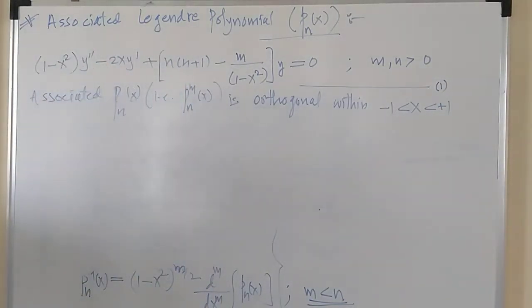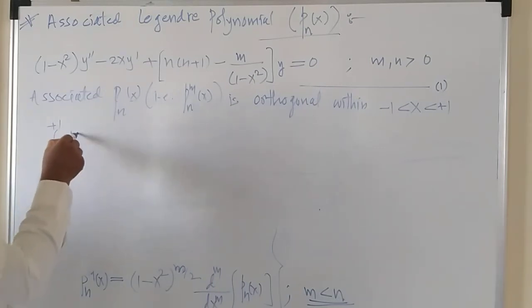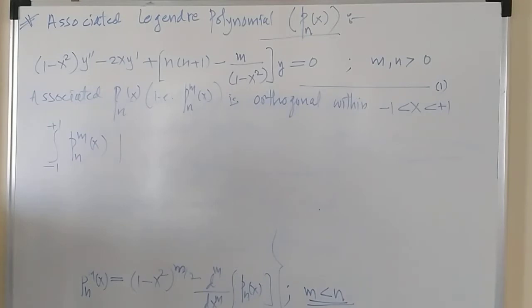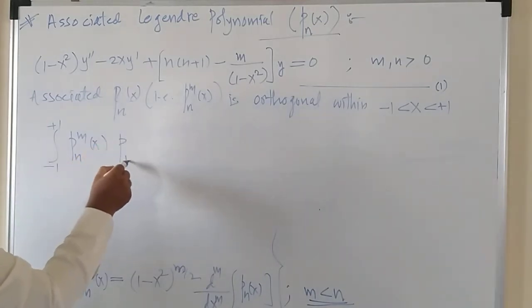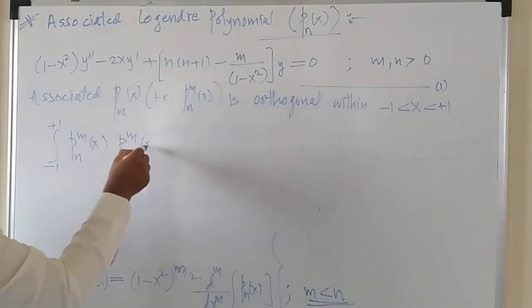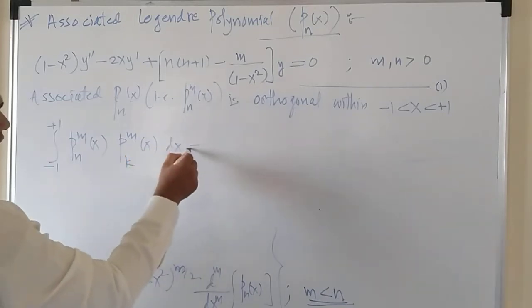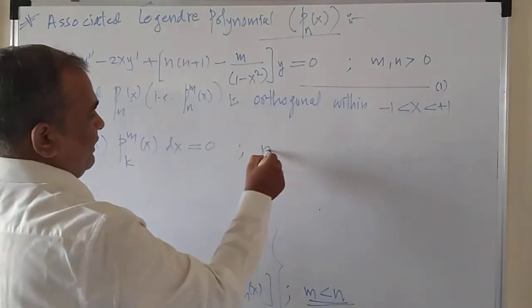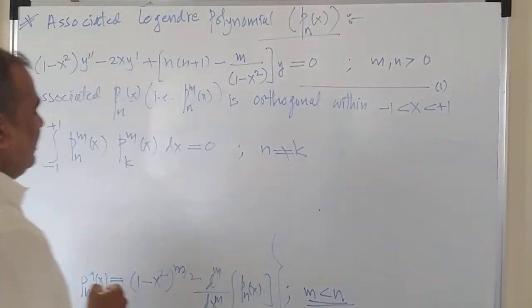The orthogonality property is the integral from -1 to +1 of Pn m of x into Pk m of x dx, which equals 0 when n and k are not equal.